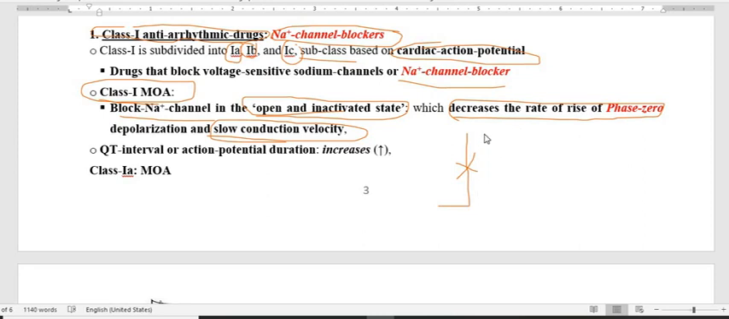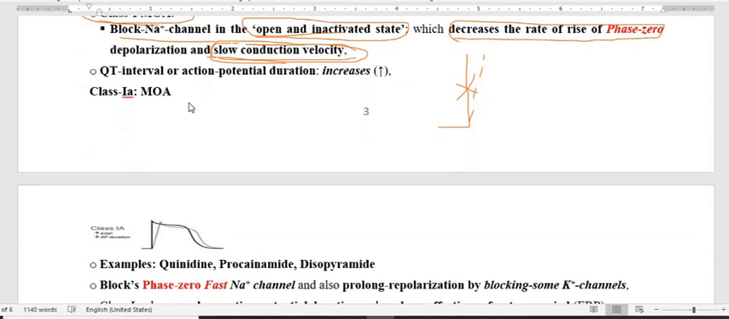That means now when you plot the graph after using the drug, you are getting a delayed depolarization. So the rate of depolarization decreases because of the blocking of the sodium channel, and therefore it also reduces the conduction velocity.